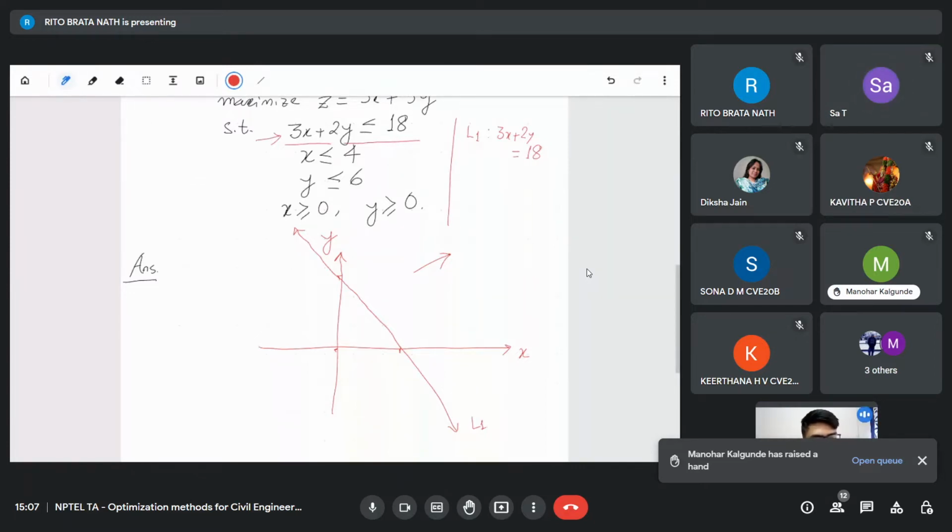Yes, yes, that's correct. And Manohar, you have raised your hand. What is your answer to this?